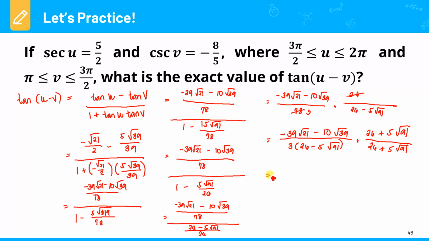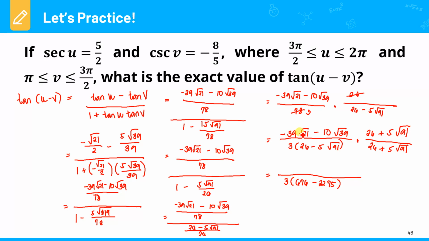Okay, so 26 squared is 676. Then 3 times 26 times 26 is 676 minus, because it's what's called a sum and difference. 5 times 5 is 25, times 91 is equal to 2,275.